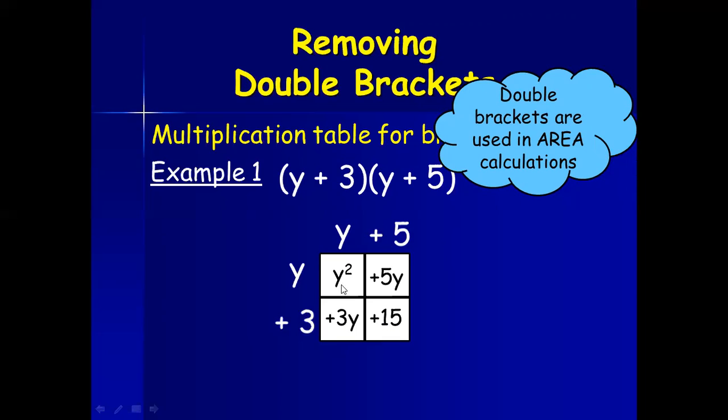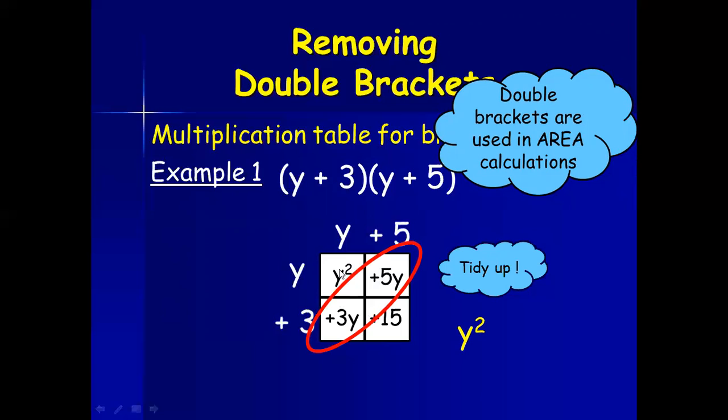So we found the area of each part of the square. Now tidy up. I need to find the like terms. Where are the like terms? First of all, I will write y power 2, and then I find the like terms, which are 5y plus 3y, which is 8y, plus 15.